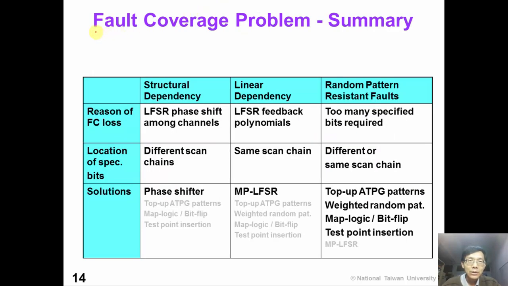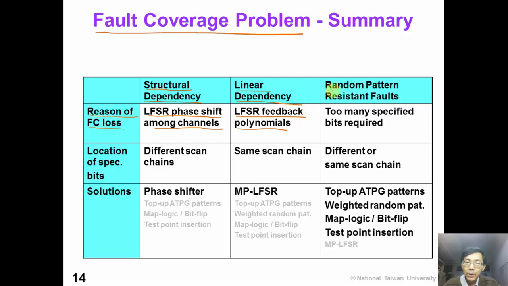Now we have finished all the discussion about BIST fault coverage problem. We have a summary here. In the last video, we talked about the structure dependency problem. The reason for the fault coverage loss is due to LFSR phase shift among two neighbor channels. In this video, we talk about linear dependency problem. The reason is different. The reason for linear dependency problem is due to the LFSR feedback polynomials.